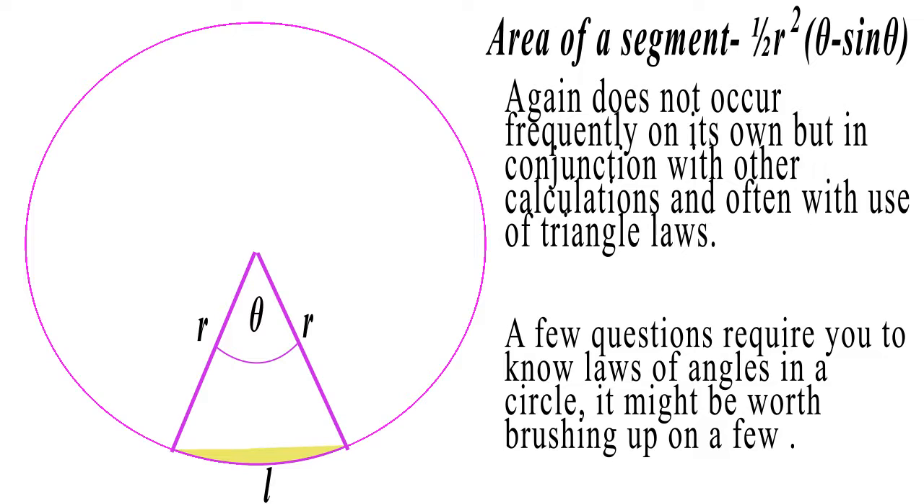The final formula you have to know is for the area of a segment. A segment is an area enclosed by an arc and a straight line going between the 2 ends of the arc. The formula for this area is A equals half r squared (theta minus sine theta). Again, on its own, it might be worth perhaps 2 marks and shouldn't really be a problem. However, you have to remember all 3 of these formulas, as they aren't in the formula book, and you have to use them in conjunction with triangle laws and laws of angles within circles. However, if you practice as many 5-mark questions as you can, there should be no problem.